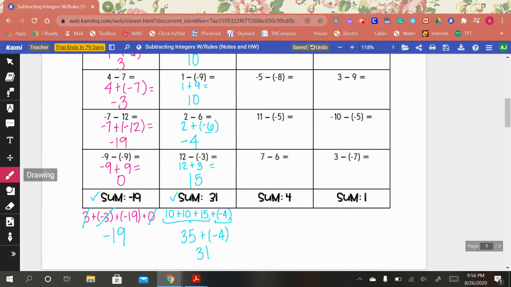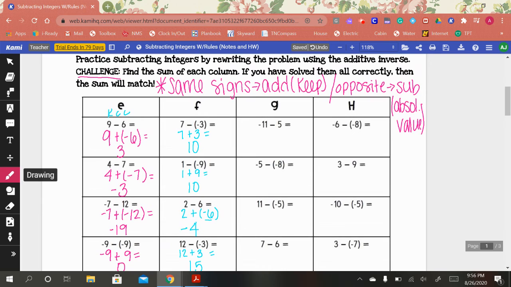All right, let's look at the third column, column G. Keep, change. 2 negatives added together will be another negative, so we add and keep the signs. -16. Next one, -5 minus -8. Keep, change. These are opposite signs, so we subtract. 8 minus 5 is 3. The positive number has the greater absolute value, so my answer stays positive.